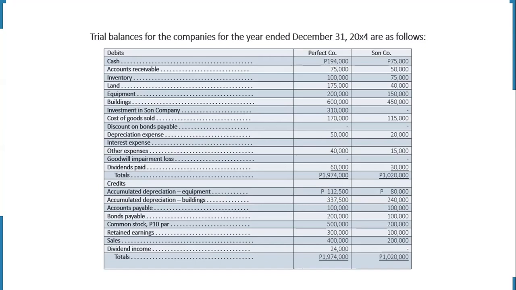So take note that for Perfect, we have the total of 1,974,000. That's the total of the assets of the parent, and Sun Company only 1,020,000. Now, take note, we have the credits: accumulated depreciation, accounts payable, bonds payable, common stock, retained earnings. Then we have sales and dividend income.